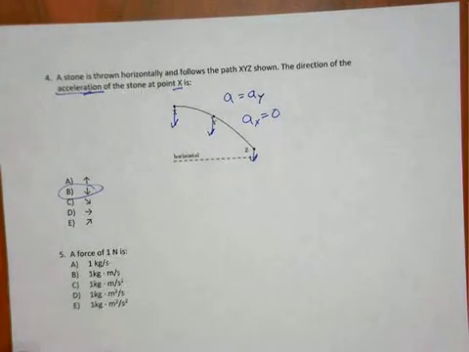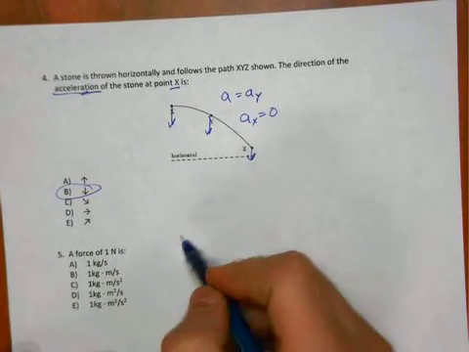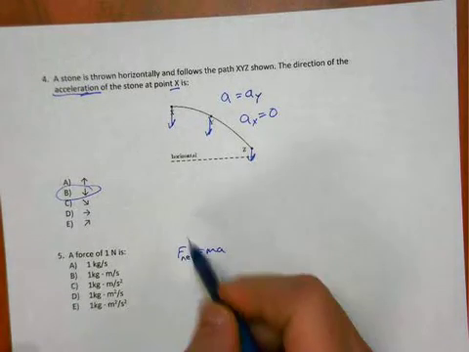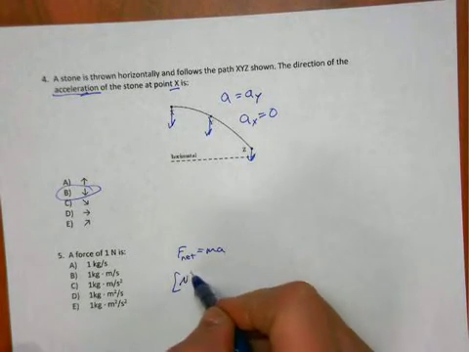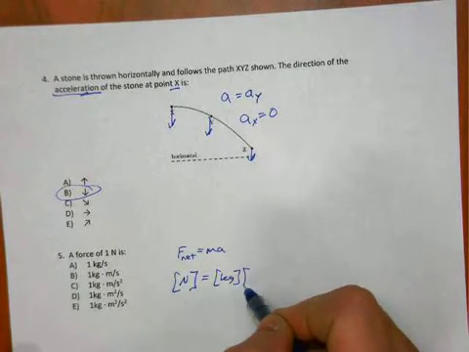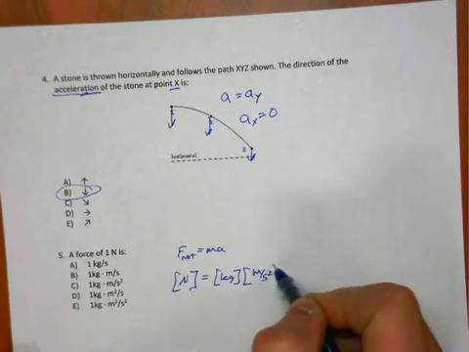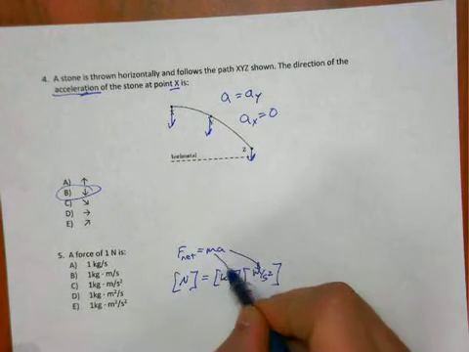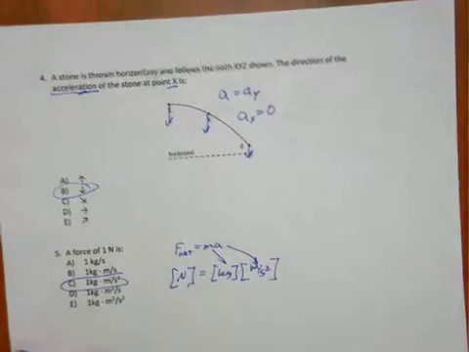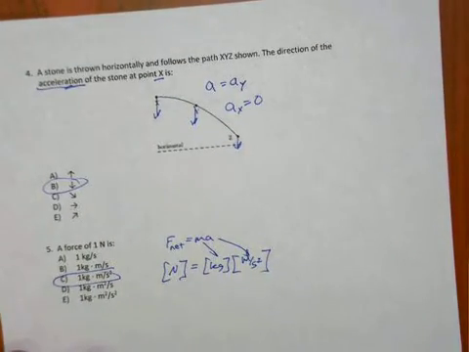So it's down. A force of 1 Newton is, well, you know that net force equals mass times acceleration. That's Newton's second law. Force in units of newtons equals kilograms times meters per second squared, which is acceleration. So kilogram meters per second squared. I think 100% of the people got that question right.